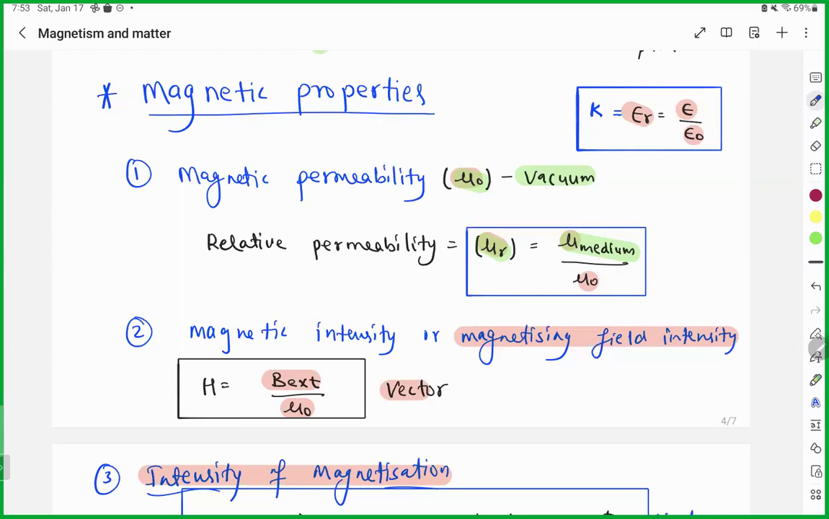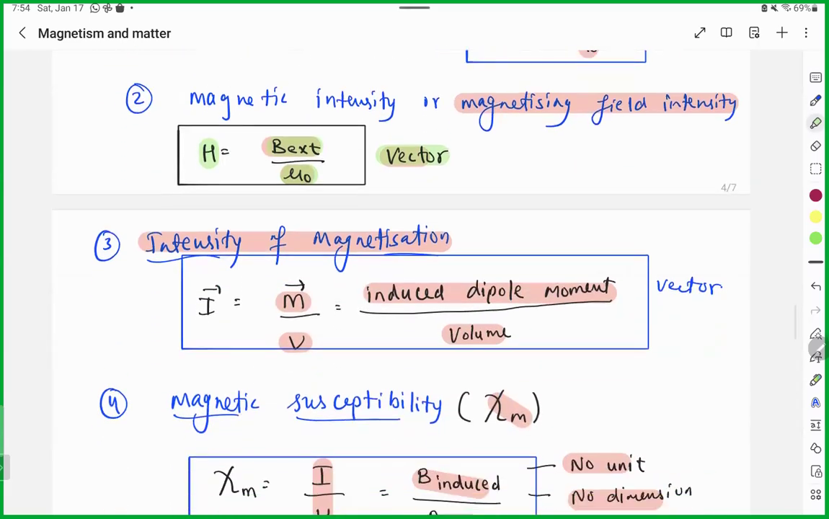Then magnetic intensity or magnetizing field intensity. As the name suggests, it is intensity. So, what is the magnetic field for a given medium? Because it is for a given medium, that's why mu naught in case of vacuum. Next, intensity of magnetization, the ability to magnetize any material. That's why it is the magnetic moment divided by the volume. So dipole moment divided by the volume. Again, it is also a vector quantity, as the name suggests.